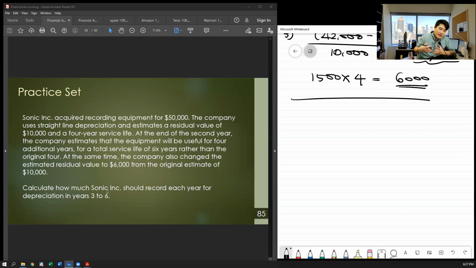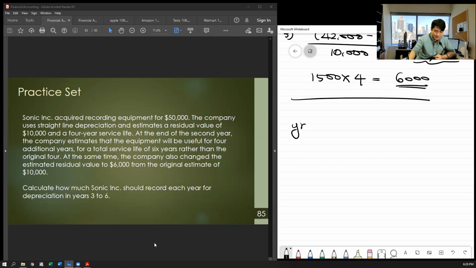So again, I think I talked about this previously. Whenever there is a change in the estimates for your depreciation expenses, treat it as if you bought that asset instead of just changing something in the middle of your calculation. That's the easiest way to tackle these types of questions.